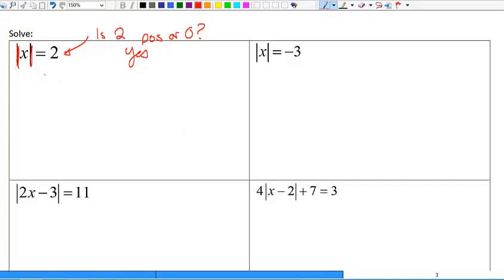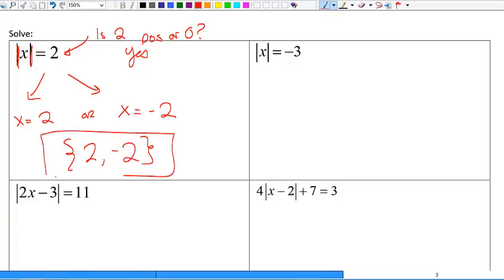Because I can keep going, I'm going to split this up into two equations. x is equal to positive 2 or x is equal to negative 2. I might be able to continue solving these, but in this case they're already solved. So my answer is just 2 and negative 2. I put my solution inside these braces because those braces indicate that the things inside them are the solutions to the equation. That's just set notation.